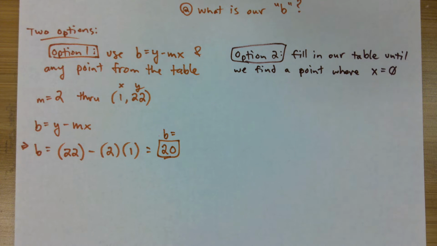It wasn't too bad, right? We just picked any point off the table. If we had done 24, 2, we would have gotten the same exact answer. Doesn't matter which point you take. I would just take the easiest one.